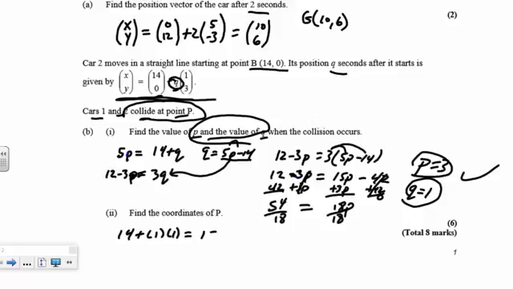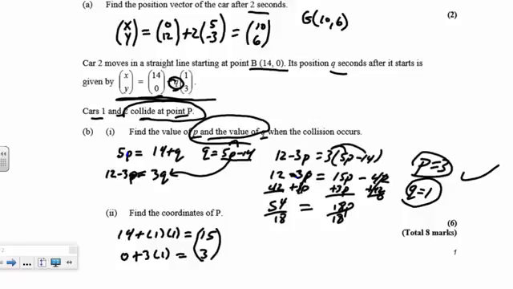Okay, so 14 plus 1 times 1, and then that will be 15. And then the bottom equation is 0 plus 3 times 1. So 0 plus 3 times 1, which is Q, and that's going to be 3. So your actual position here is 15 and 3.